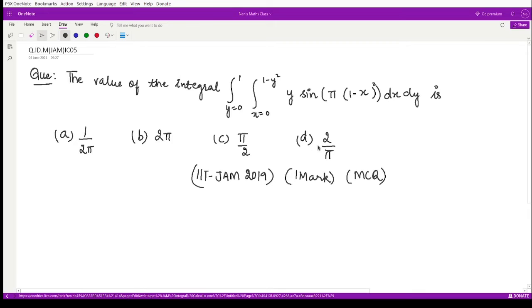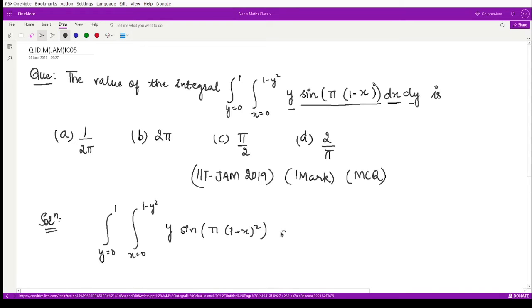solutions, right? So here, can you try and solve this question by yourself? This is performing simple double integration where this function is given to you, y sine of pi 1 minus x whole square dx dy. If you try to solve this question directly, y varies from 0 to 1 and x integration limits vary from 0 to 1 minus y square. You have y sine, in the angle you have pi into 1 minus x whole square dx dy.